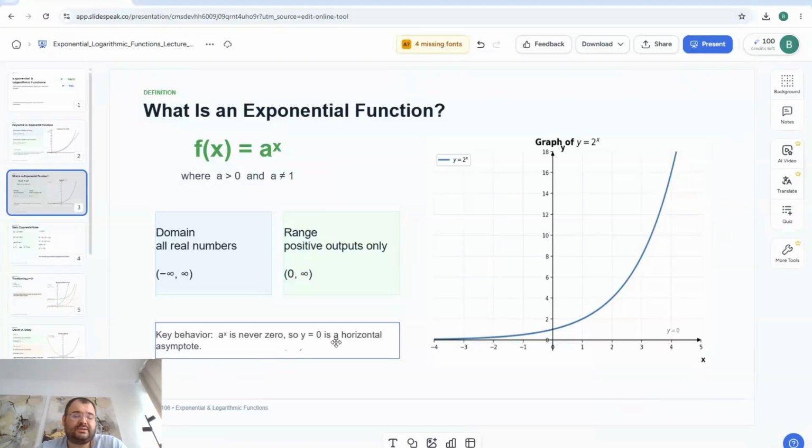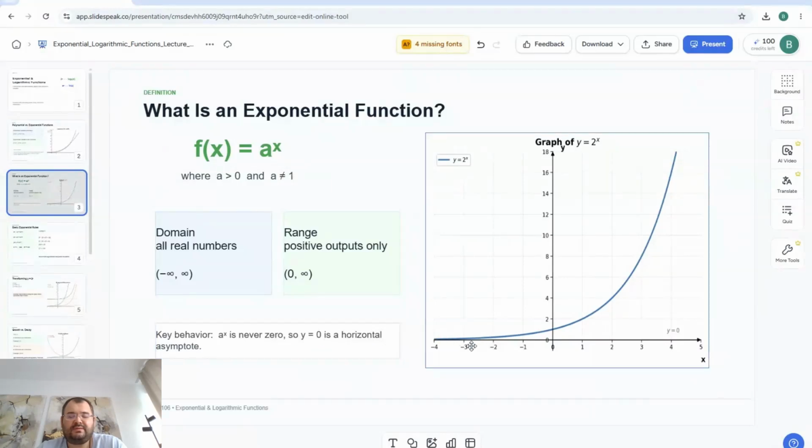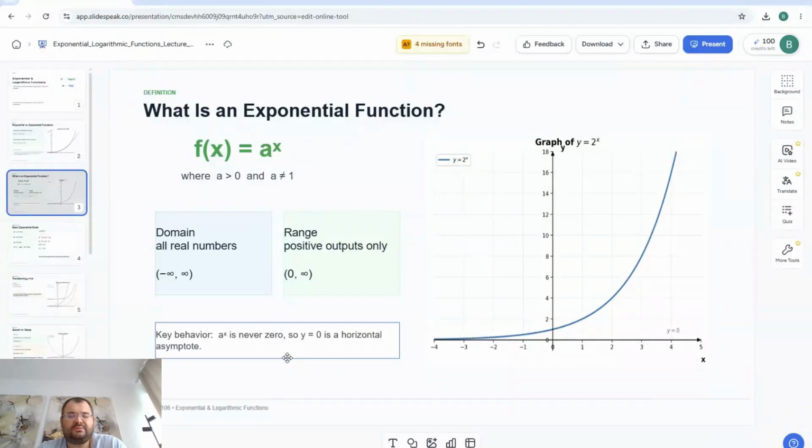The slide also mentions the horizontal and vertical asymptote. It is not very important for now because we will be learning horizontal and vertical asymptotes when it comes to limits. But here, for example, when x goes to minus infinity, the value of the function itself goes to 0. That's why it is called a horizontal asymptote.